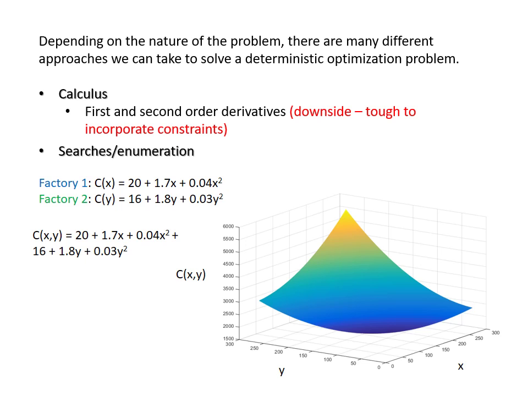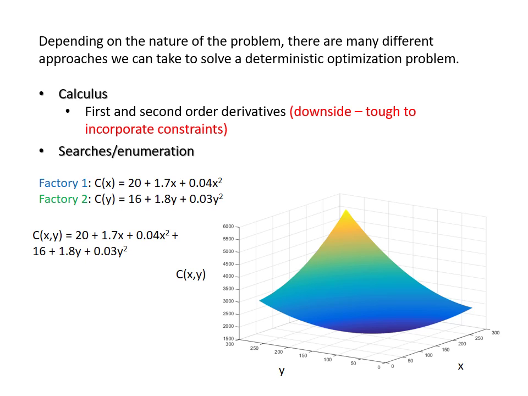Another option is searches and/or enumeration. All this means is looking at every single possible combination of x and y values where x plus y equals 260, calculating the cumulative cost, and then just finding the minimum value. And so here I visualized an example of enumeration.